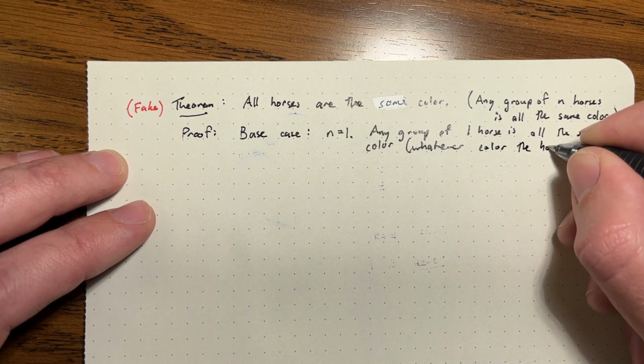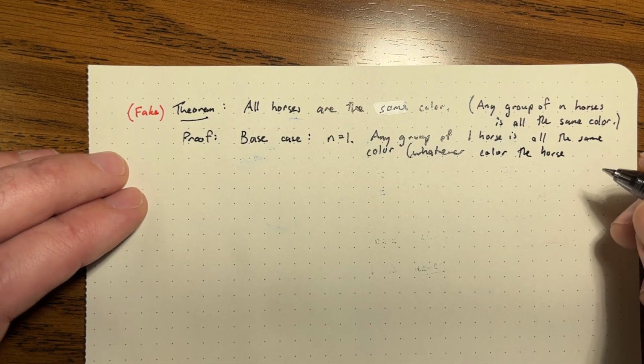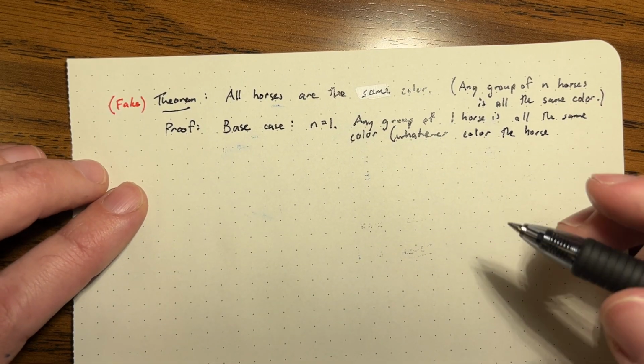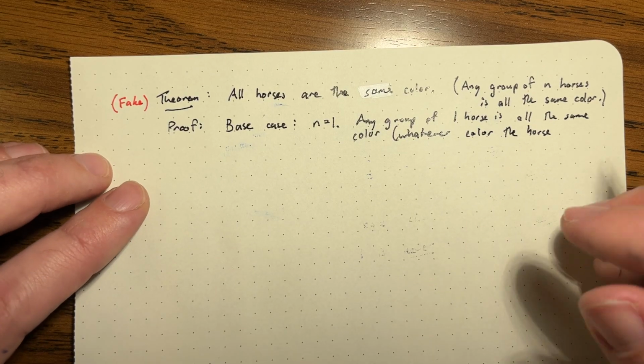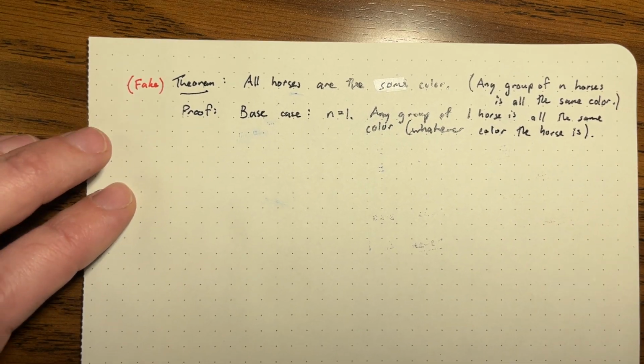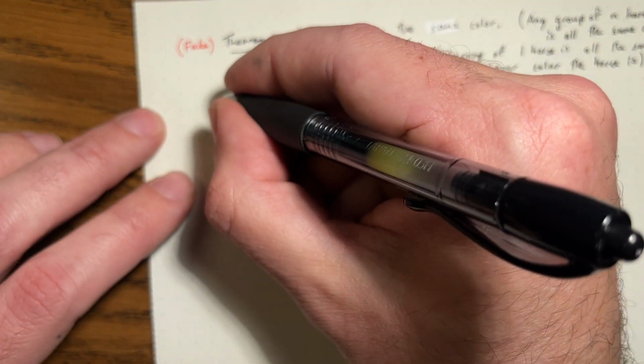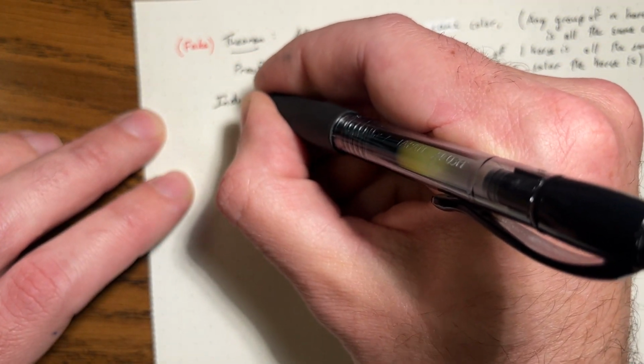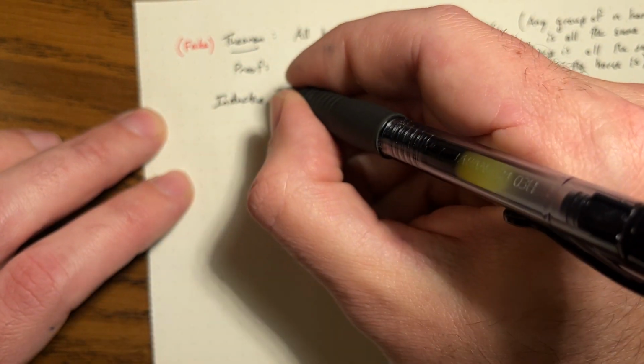I know there can be horses that are multicolored, so for the purpose of this problem, just assume every horse has one well-defined color. So whatever color that horse is. And then the inductive step, what do we do with the inductive step?